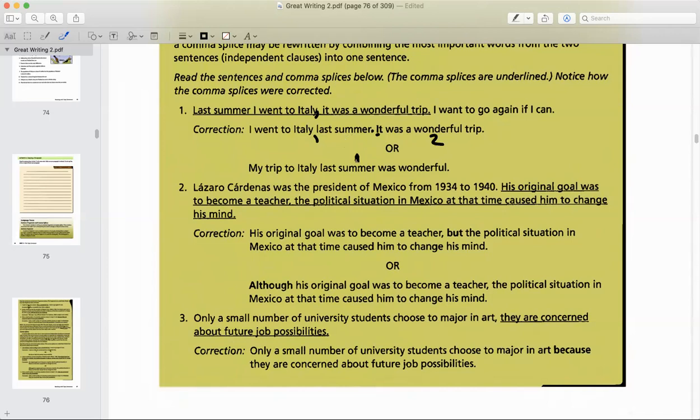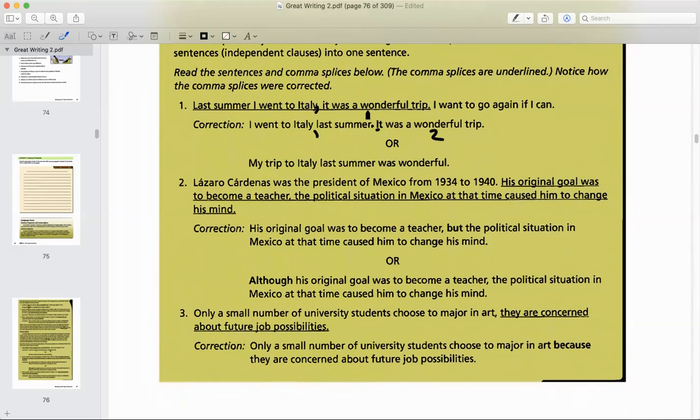Or you could somehow combine the ideas into one sentence. My trip to Italy last summer was wonderful, right? Or you could say like, I went to Italy last summer, comma, and it was a wonderful trip. Something like that. Many possibilities, but the way that it was, last summer I went to Italy, comma, it was a wonderful trip, that was incorrect.